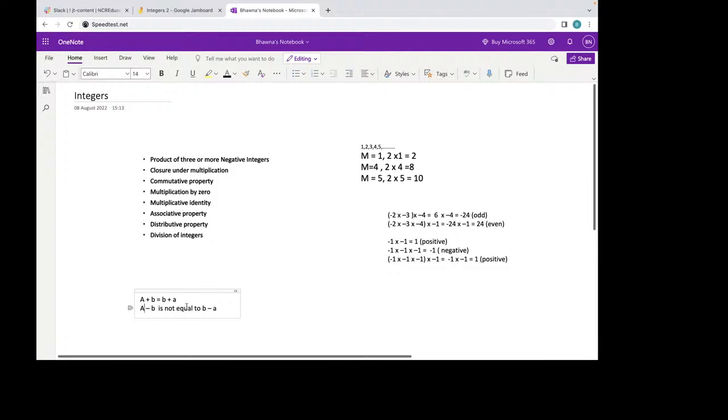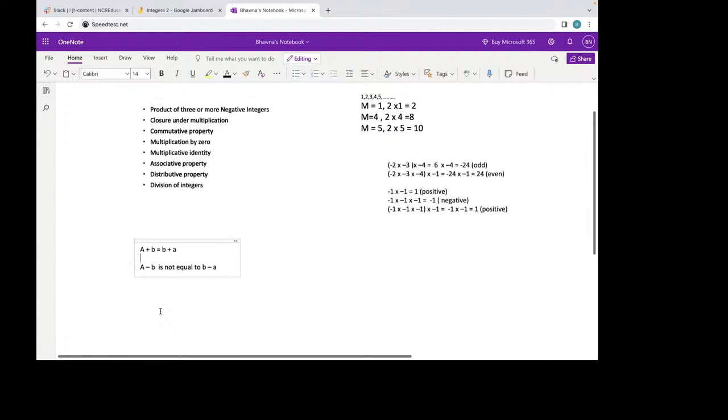We have also taken an example to prove these two. We have learned that integers are commutative under addition, but not under subtraction. So now we need to figure out, is a multiply b equal to b multiply a.